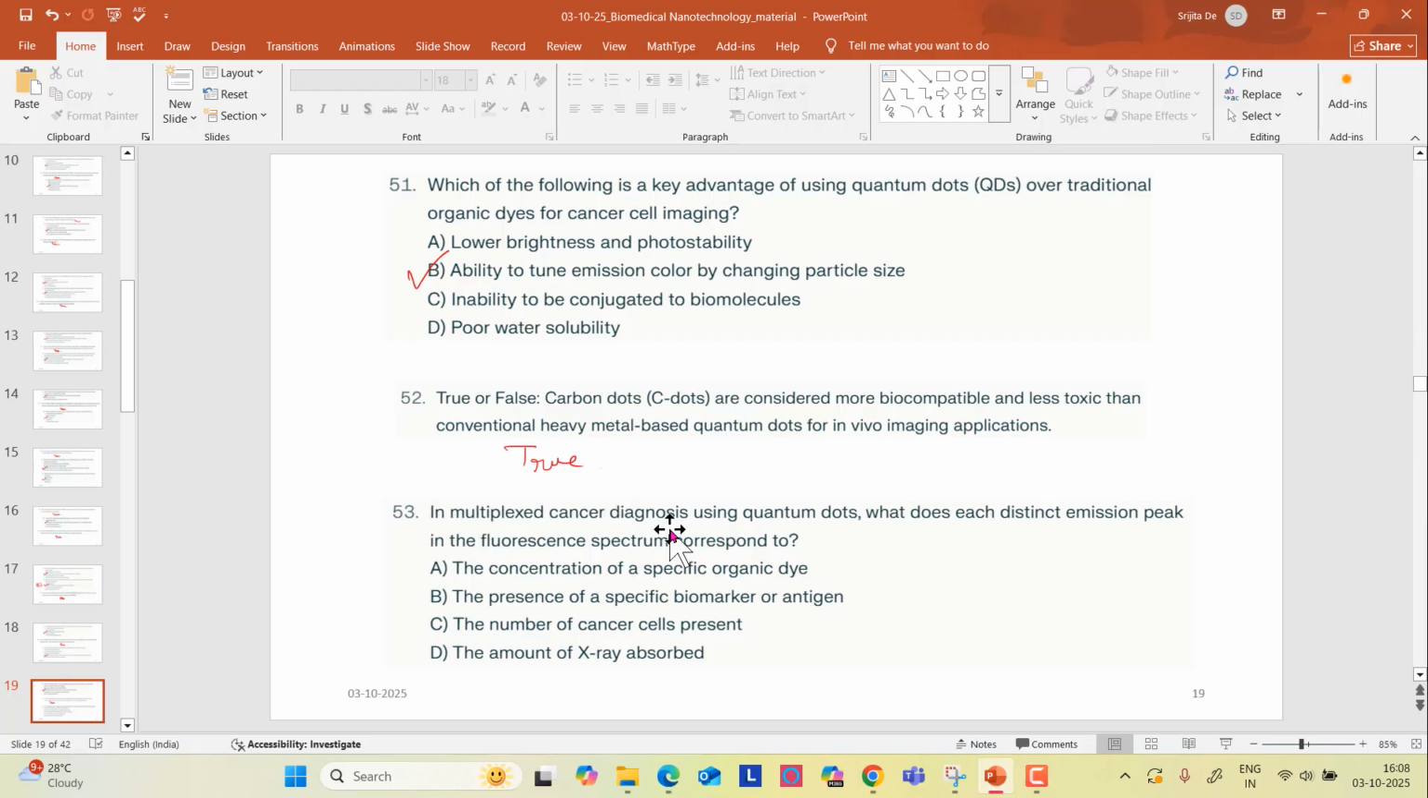In multiplex cancer diagnosis using quantum dots, what does each distinct emission peak in the fluorescence spectrum correspond to? The concentration of a specific organic dye, the presence of a specific biomarker or antigen, the number of cancer cells present, the amount of X-ray absorbed. So the specific emission relates to B, the presence of a specific biomarker or antigen.